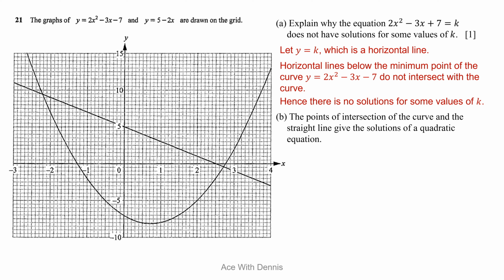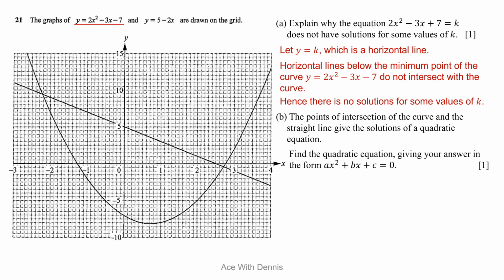B. The points of intersection of the curve and the straight line give the solutions of a quadratic equation. Find the quadratic equation, give your answer in the form ax squared plus bx plus c equals 0. 1 mark.